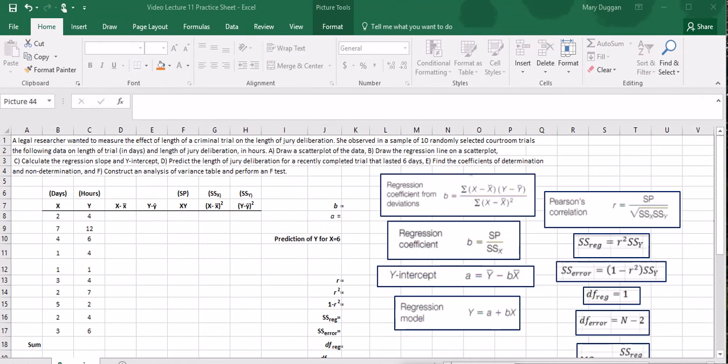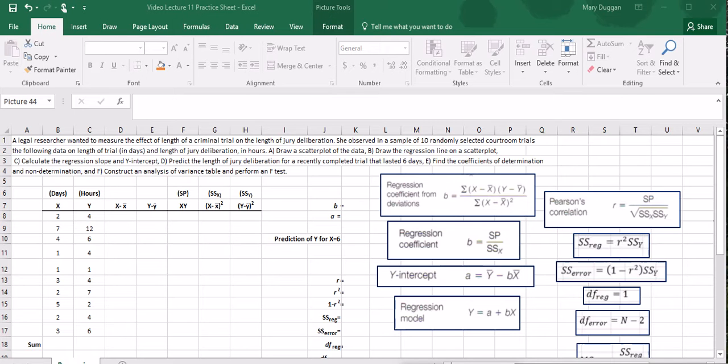In this video, we will go over regression analysis, and the example I will be using is an ordinary linear regression using a single independent variable. This example question is from your textbook, which reads: a legal researcher wanted to measure the effect of length of a criminal trial on the length of jury deliberation. She observed in a sample of 10 randomly selected courtroom trials the following data on length of trial in days and length of jury deliberation in hours.